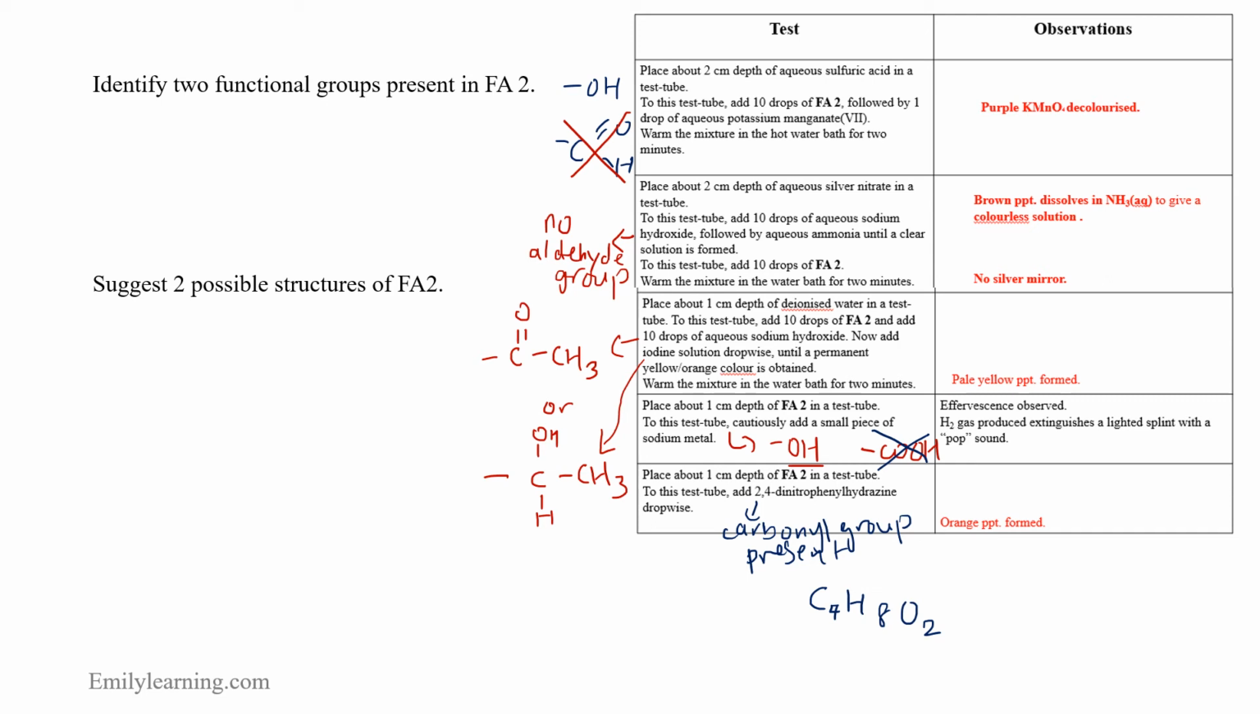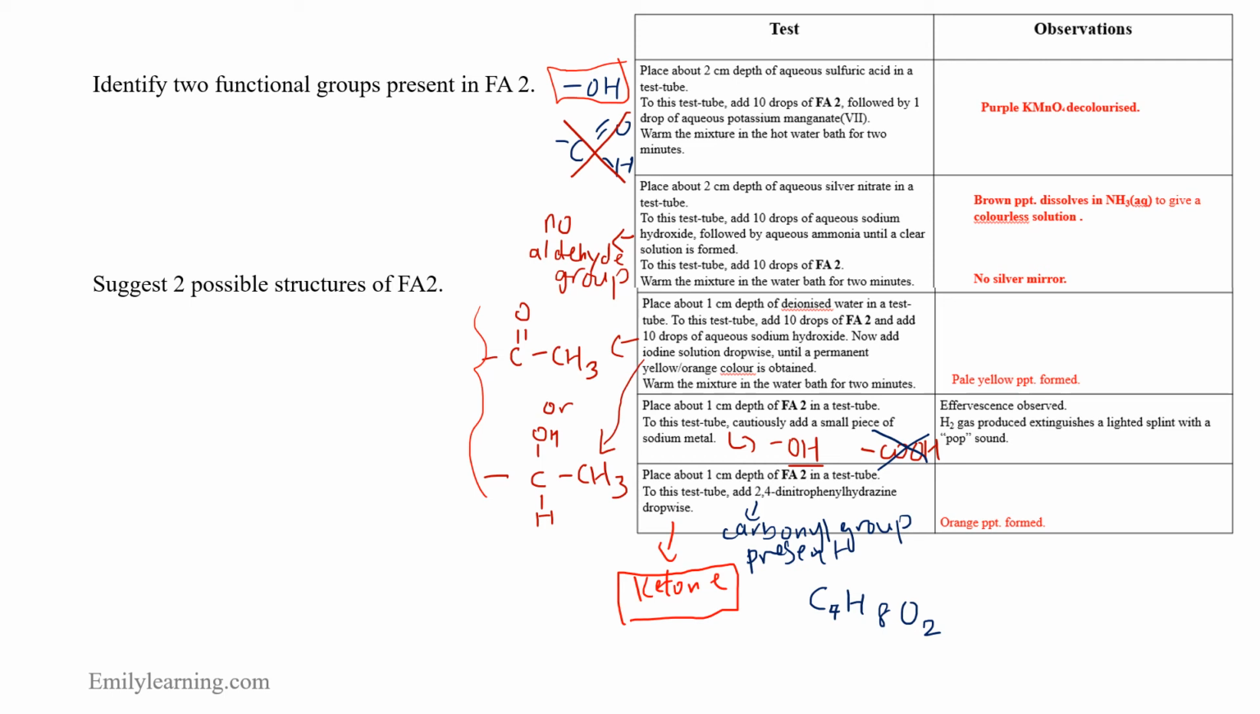So I know it is either an aldehyde or ketone, and from this test here, the Tollens' reagent test, I know that there's no aldehyde group. So therefore, the carbonyl group present must be a ketone. So I know that I have a ketone group, and I also know that I have an alcohol group. I also know that I have one of this structure here.